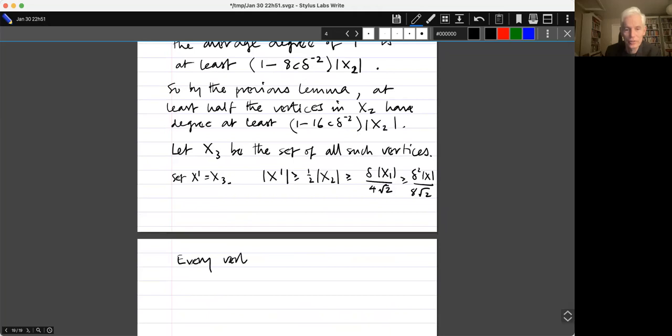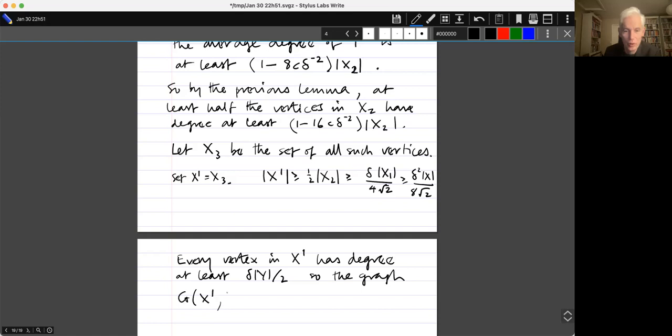Now, every vertex in x dashed has degree at least delta times the size of y over 2. So the graph induced by x dashed and y has density at least delta over 2.